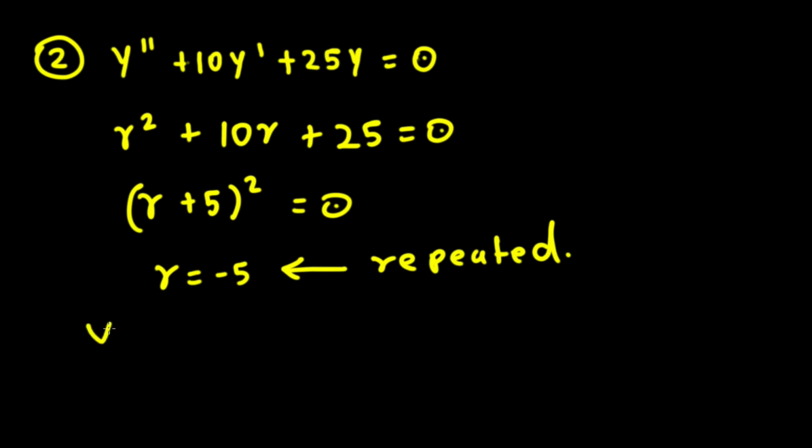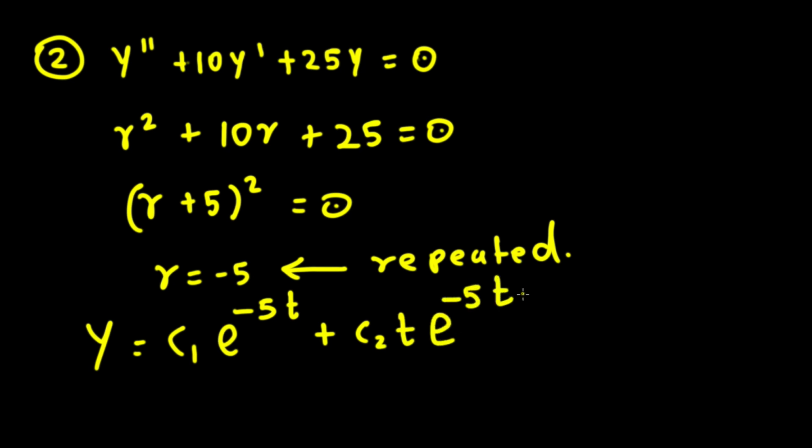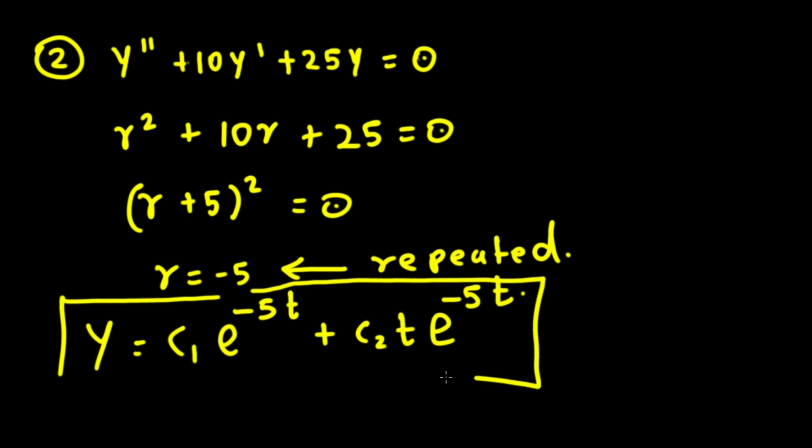So the general solution for the differential equation will be in this pattern. First we put a constant, e power, we put this one in the power and multiply that one with t, and c2 we multiply this one by t, and e power negative 5t. So this is the general solution for the differential equation for this one.